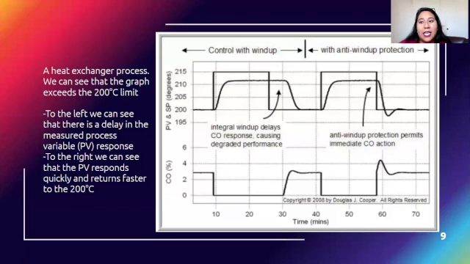An example could be in a heat exchanger process. We can see in the graph that it exceeds the 200 degrees limit. To the left, we can see that there is a delay in the measured process variable response, the one that doesn't use anti-windup. And to the right, we can see that the measured process variable responds quickly and returns faster to 200 degrees, meaning that this area is bigger than this little area, meaning that it takes more time while not using anti-windup. So it is necessary to use anti-windup.